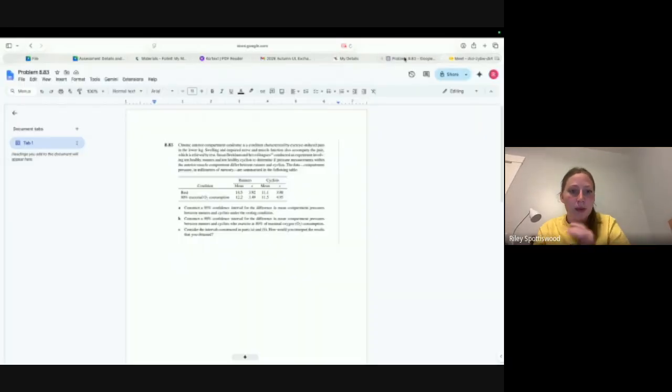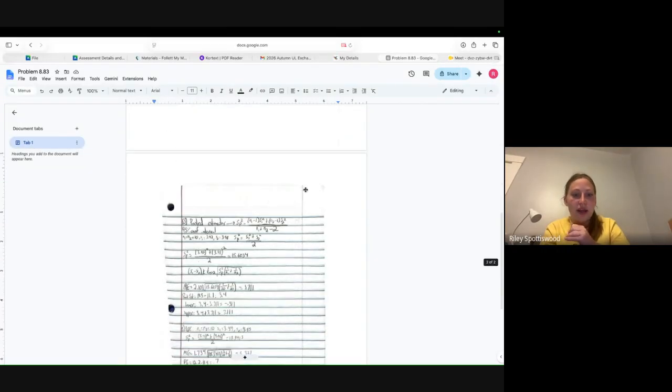I had problem 8.83, and it's constructing a 95% confidence interval for the difference in mean compartment pressures between runners and cyclists under a resting condition. And then it's constructing a 90% confidence interval for the same, but who exercise at 80% maximal oxygen consumption. And then considering those and interpreting the results.